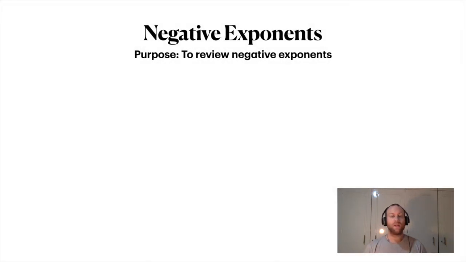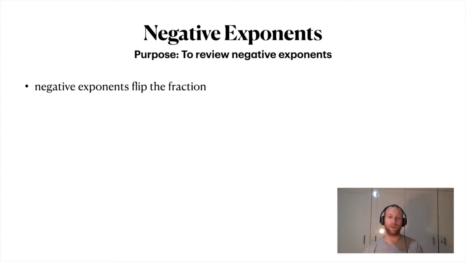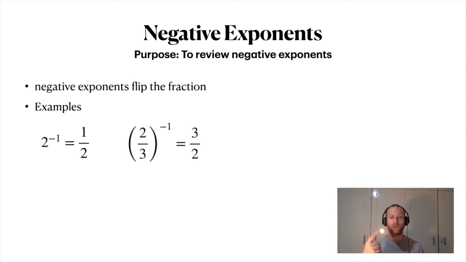Now let's look at negative exponents. Negative exponents are going to flip your fraction. That's what they do. Whatever your fraction is, you flip it. The numerator becomes the denominator and the denominator becomes the numerator. So let's look at some examples. Here we've got 2 to the power of negative 1. Now 2 doesn't look like a fraction, but actually it's 2 over 1. Anytime you have a whole number, you can always put a denominator of 1. So 2 over 1, flip it, 1 over 2. Or 2 over 3 to the power of negative 1, flip it, 3 over 2.